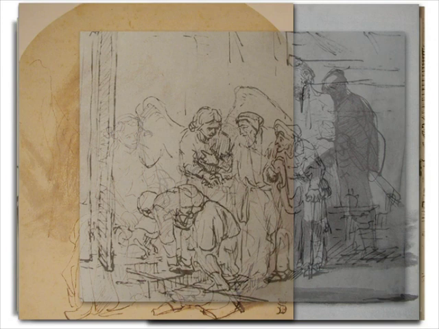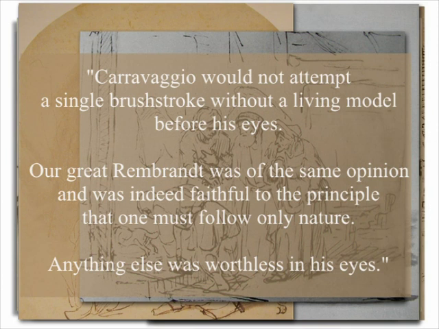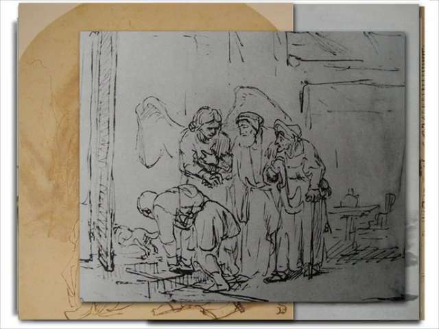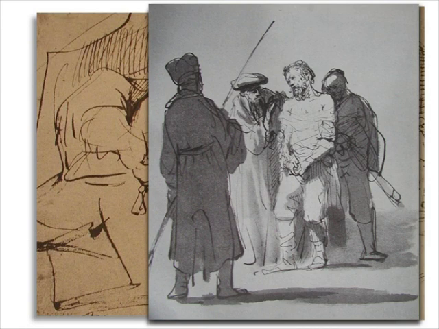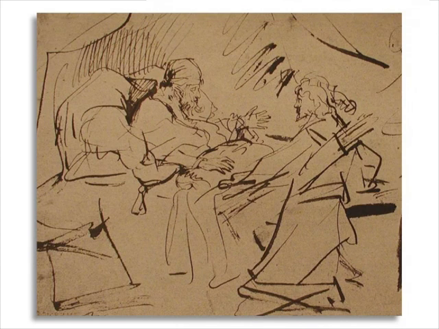Arnold Houbraken wrote, "Caravaggio would not attempt a single brushstroke without a living model before his eyes. Our great Rembrandt was of the same opinion, and was indeed faithful to the principle that one must follow only nature. Anything else was worthless in his eyes." Such a passage leaves the question open only insofar as was it a matter of principle or because Rembrandt was not able to do better. It should certainly prepare us to accept a different quality from Rembrandt when circumstances preclude a living model.